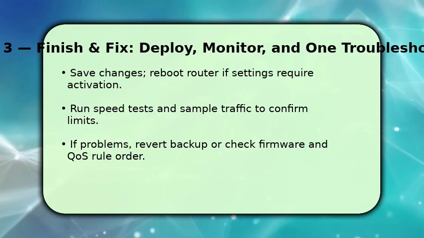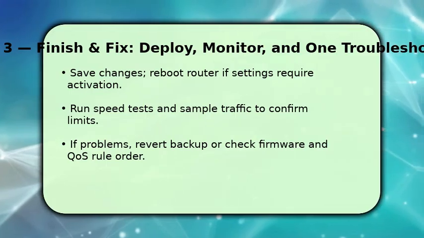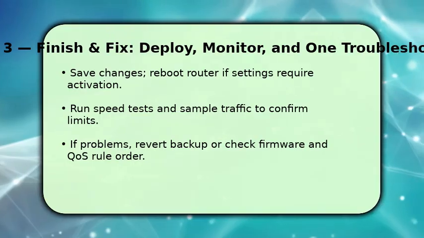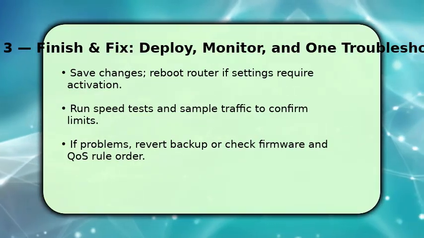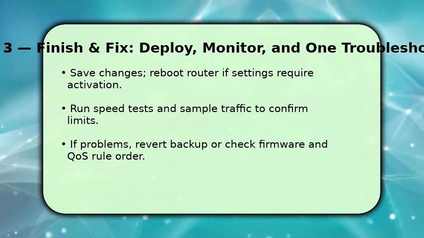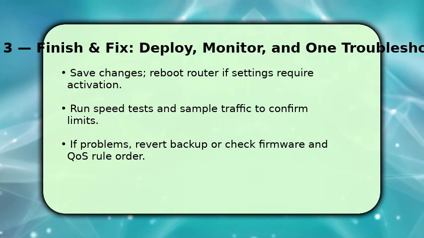If a device still hogs bandwidth, inspect its rule order and matching criteria, because first match rules often override later ones. If something breaks, restore the backup you made, check for firmware updates, and re-enter rules step by step to isolate the problematic setting.